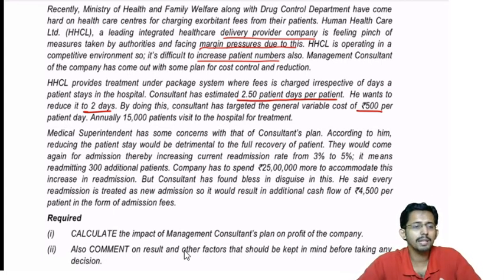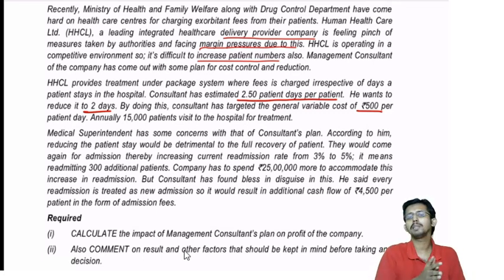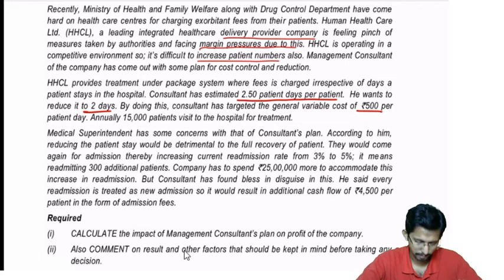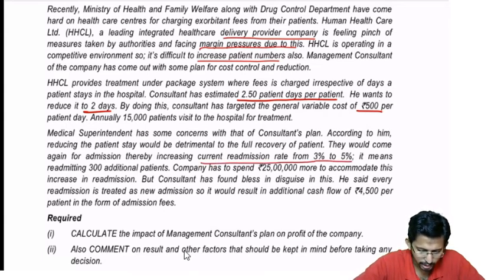But the medical superintendent has come out with concerns about the consultant's plan. According to him, reducing the patient stay would be detrimental to the full recovery of the patient. Why is the patient stay currently 2.5 days? It is not because the hospital wants the patients to stay longer. They will discharge the patient only after full recovery. If they are sent back before full recovery, that is going to affect the patient. In that case, they would come again for admission, thereby increasing the current readmission rate from 3% to 5%.